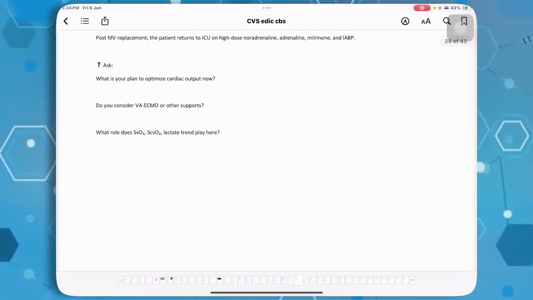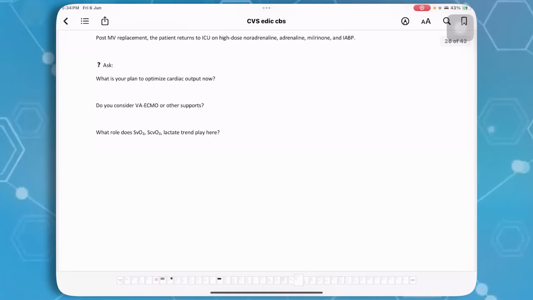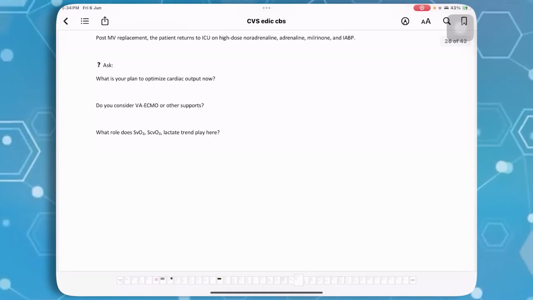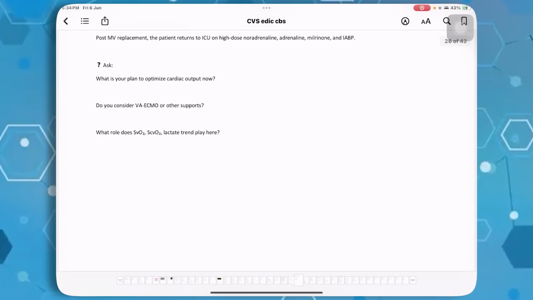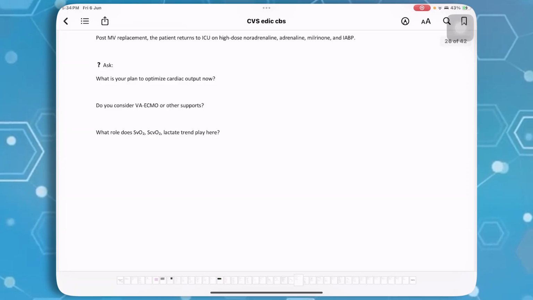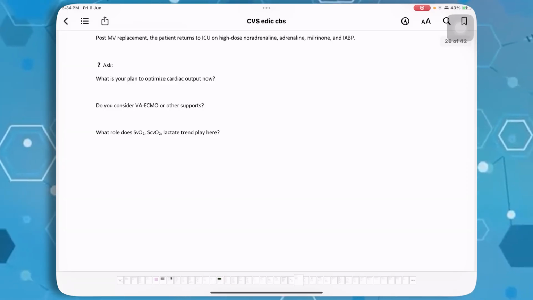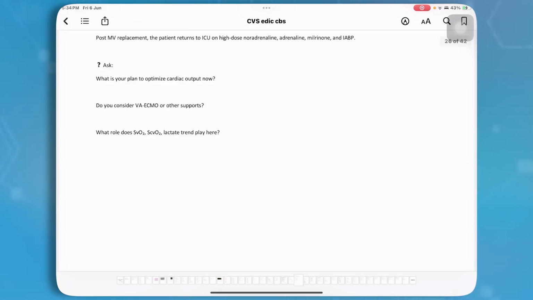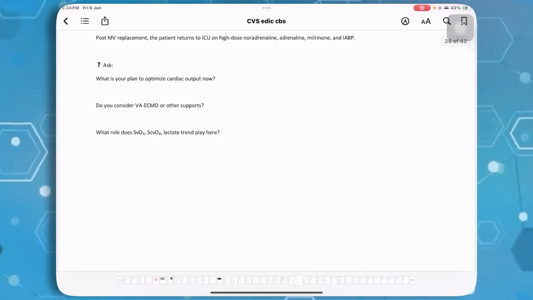Emergency surgery in an acute MI already carries a very high mortality, but then this patient has come back on high dose norepinephrine, adrenaline, milrinone, IABP, everything. It's a tower-like situation. It's full of infusion pumps. So what is your plan now? How do you optimize the cardiac output? Do you consider a VA ECMO right away, or do you want to wait for some time?